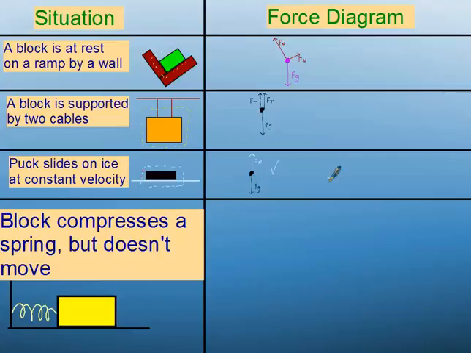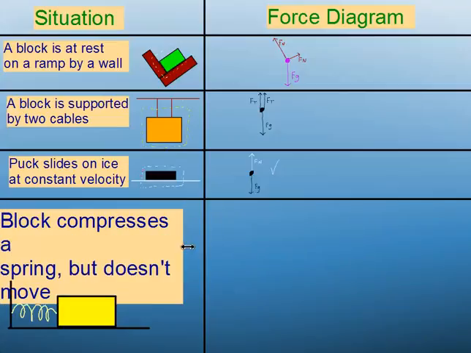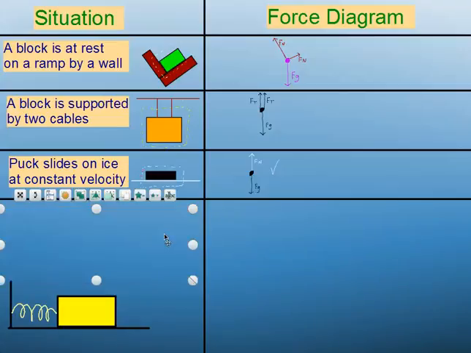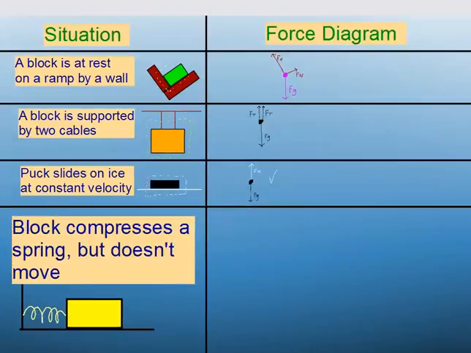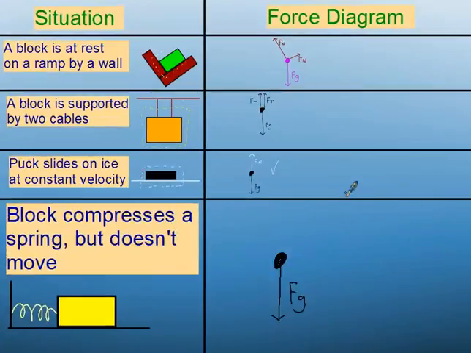Alright, this is where they're going to start getting a little weird. In this case, we've got a block that's compressing a spring, but the block doesn't move even though the spring's pushing on it. So on this one, like always, the block has a downward force of gravity upon it. If we look at the other forces in there, there's kind of more than meets the eye. If I box this thing up, we see two different points of contact. The block is touching the ground and it's touching the spring.